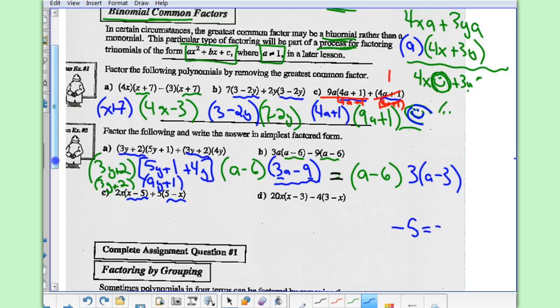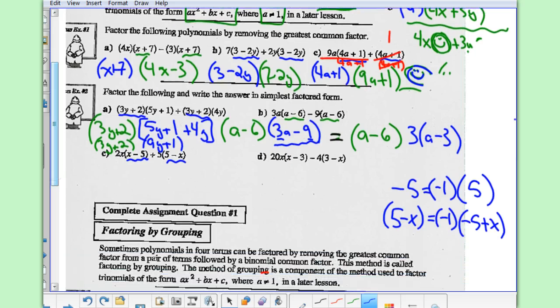I can divide by minus 1 and write that as minus 1 times a positive 5. So if I have something like 5 minus x, I could rewrite that and say that's the same thing as having minus 1 times a minus 5 plus x. Or when you change those two signs, all I did was make the 5 negative and the x positive, and that's equal to minus 1 times x minus 5, just putting it in the proper order. So those two things are equivalent.